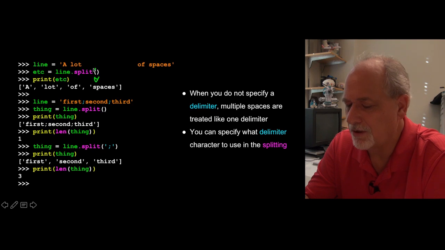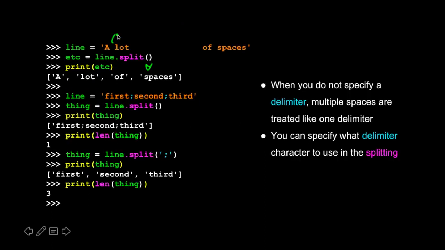Split with no parameters here looks for spaces, but it also treats a bunch of spaces as a single space. And so it's pretty smart about that. And so even though this has a lot of spaces between lot and of, you only see lot, of, all the spaces are gone. It does something special about spaces. It's really white space, so tabs or new lines or other characters would also qualify in split, basically.